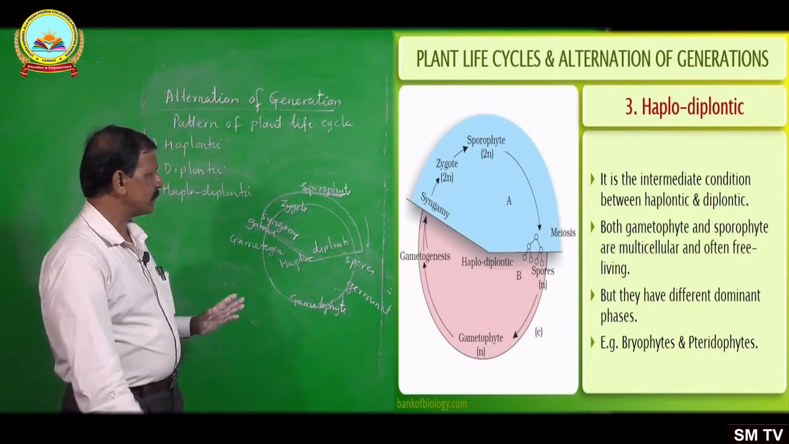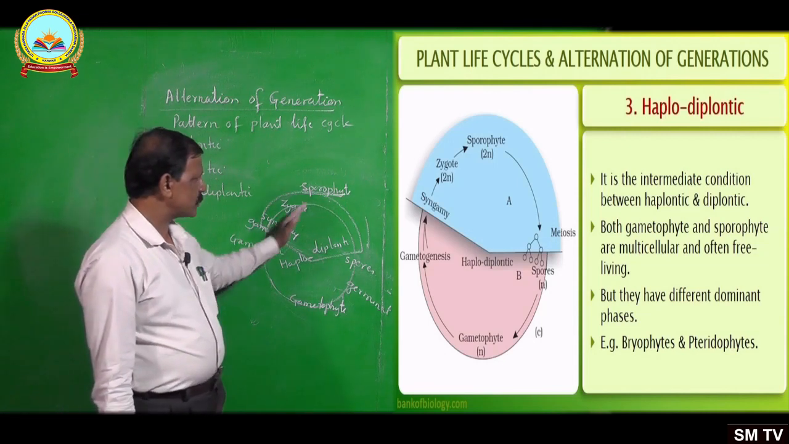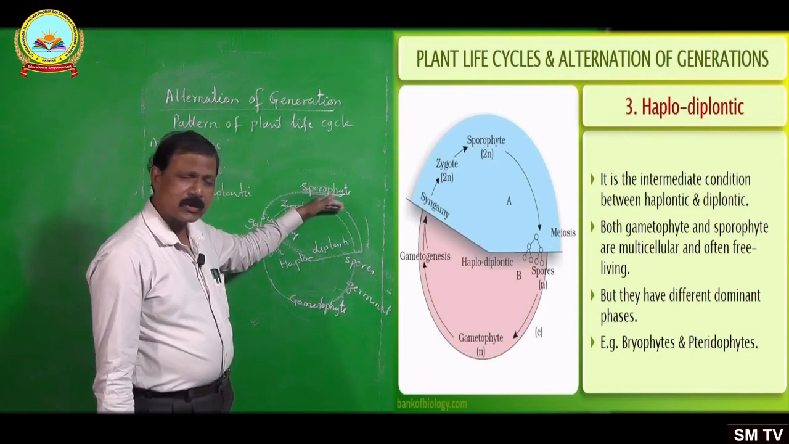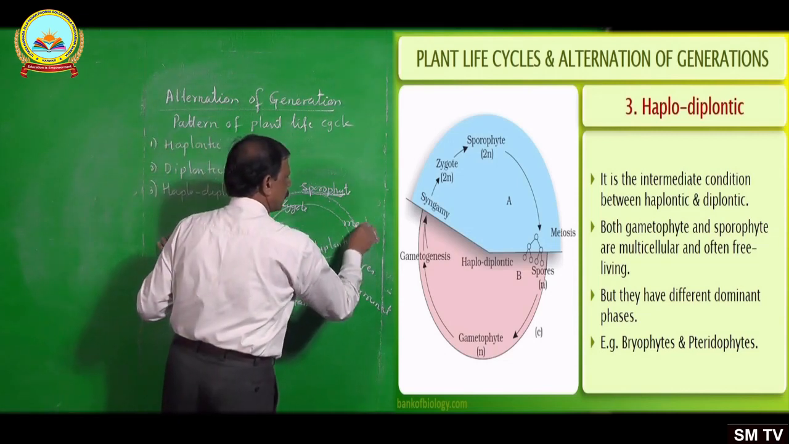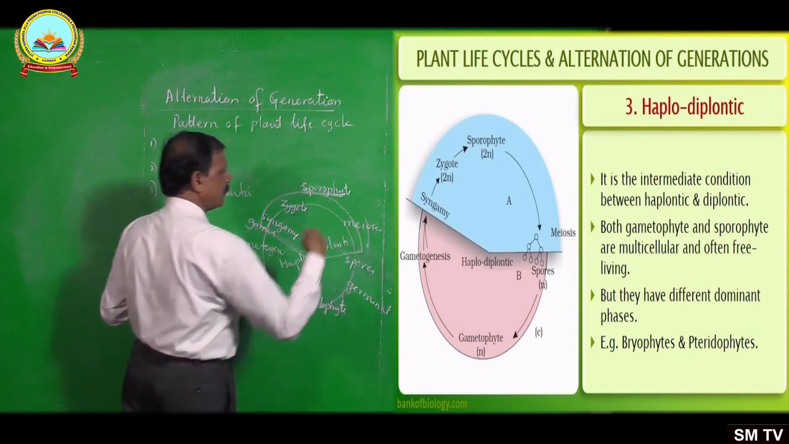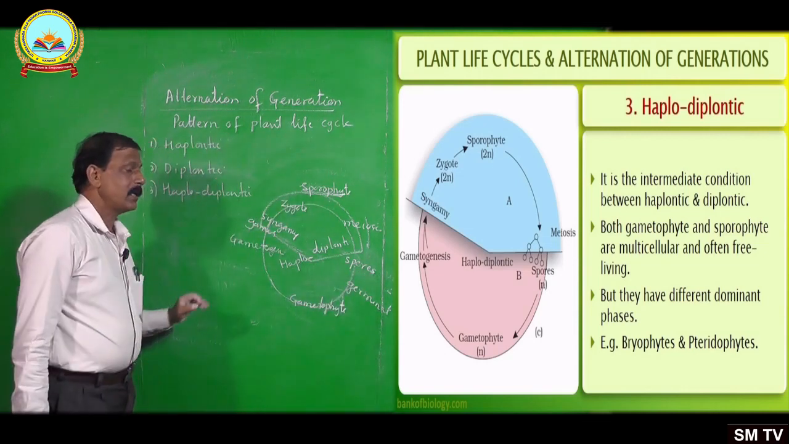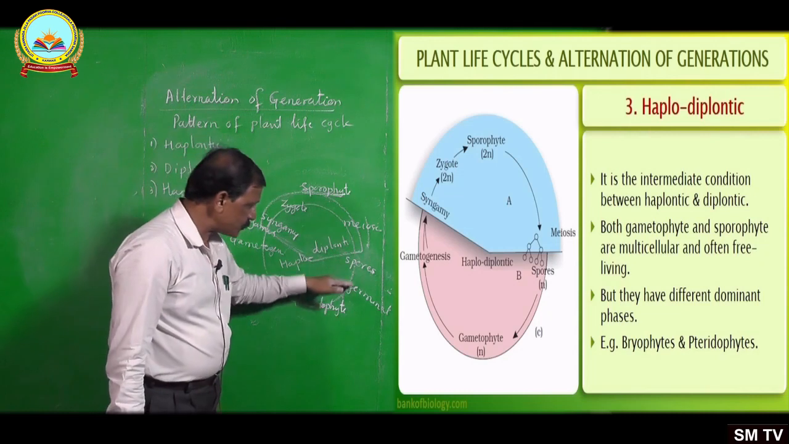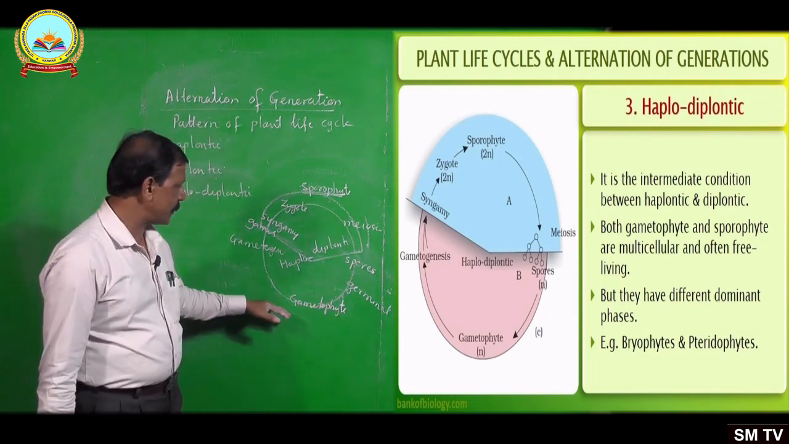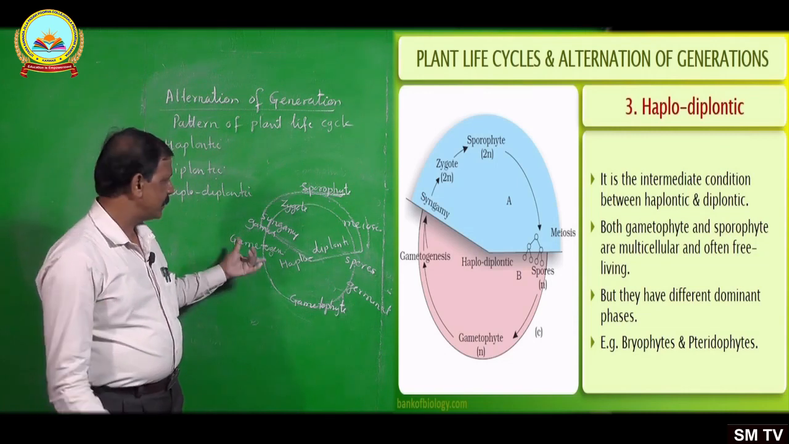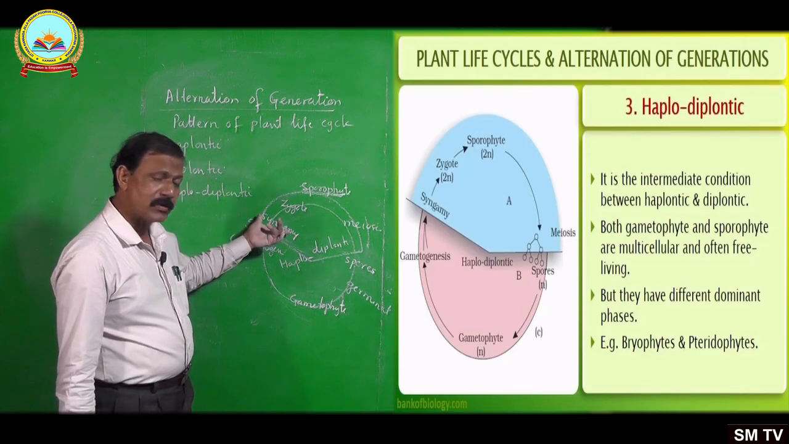So all of this is on the screen. According to the diagram, the sporophyte is once again formed and once again undergoes meiosis. Meiotically it produces a large number of spores, and once again the spores germinate, and the gametophyte plant body develops. Again the gametophyte plant body produces haploid gametes, and these haploid gametes, male and female, undergo syngamy.